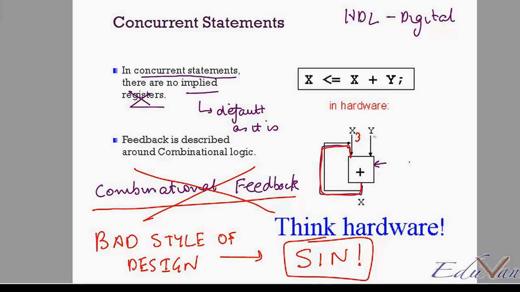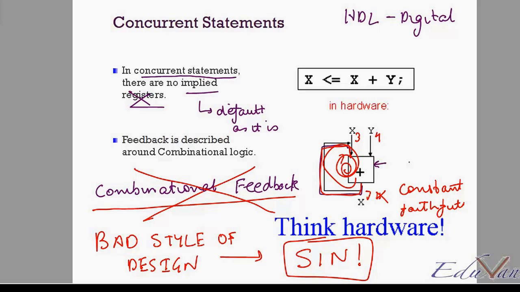Because you think, now let's say x is 3, y is 4, then immediately this output will be 7, and now it's 7, then it's 11. You don't know when it's going to stop. It'll keep running in circles, and that is why you will never get a constant faithful value, and hence you should avoid combinational feedback.